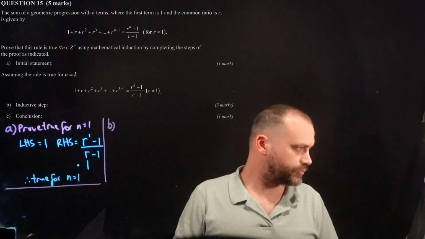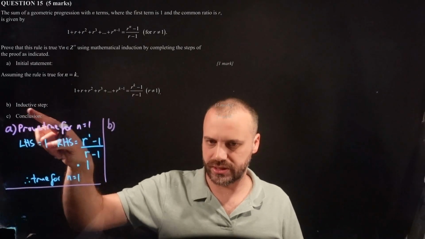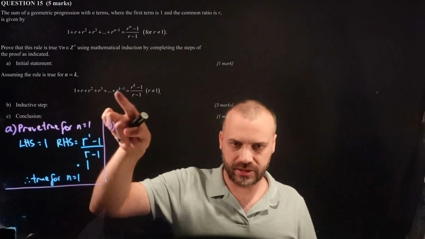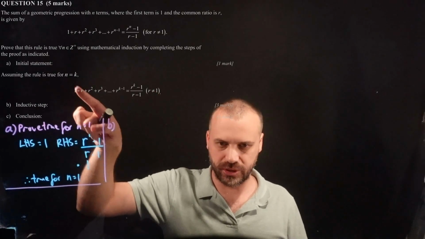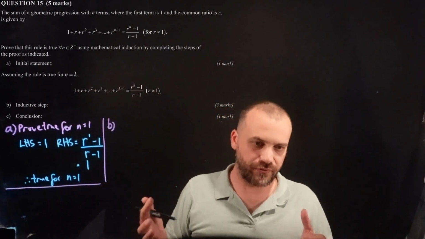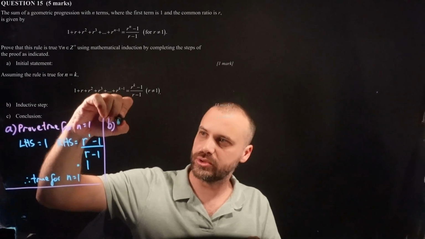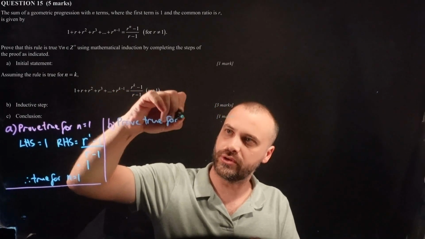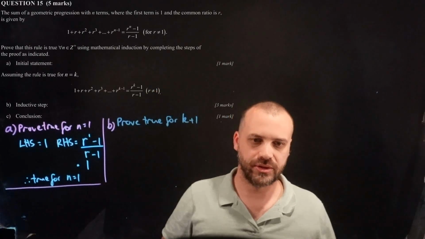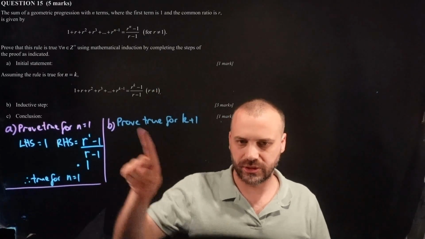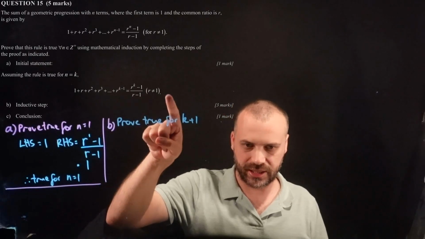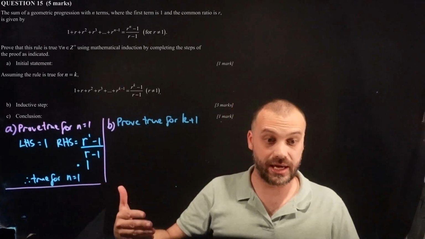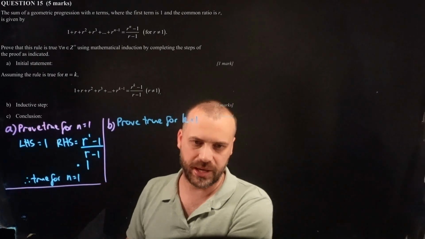That's part A done. Now, part B says we're going to do the inductive step. They've already done the assumption. They've already assumed that it's true for n equals k. So for the inductive step, we need to prove true for k plus 1. Okay, so let's rewrite this again, but with this k plus 1 idea embedded within it.